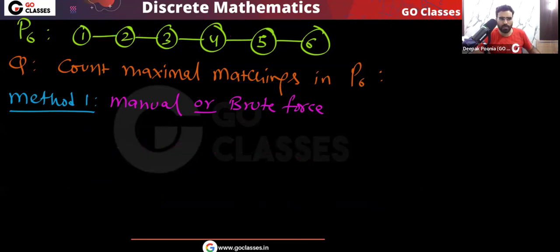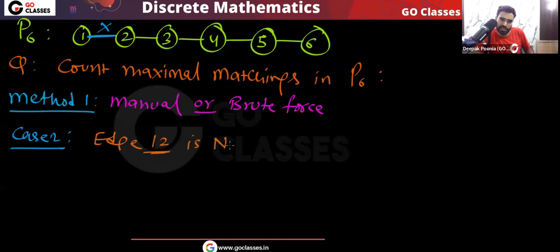What about case number 2? Case number 2 means don't take this edge. Okay, case number 2 means those maximal matchings where this edge 1 2 is not taken.